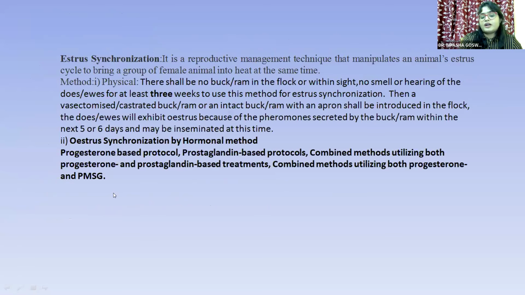Estrus synchronization. In sheep and goats, or small ruminants, we synchronize their estrus for the purpose of carrying out AI on a large scale. Through one collection of semen, we can inseminate almost 20 to 30 goats if they are in the same heat condition. That's why estrus synchronization is the method by which we can bring the maximum number of goats to estrus at the same time. It is a reproductive management technique that manipulates an animal's estrous cycle to bring a group of female animals into heat at the same time.